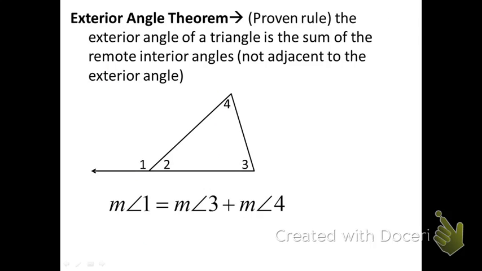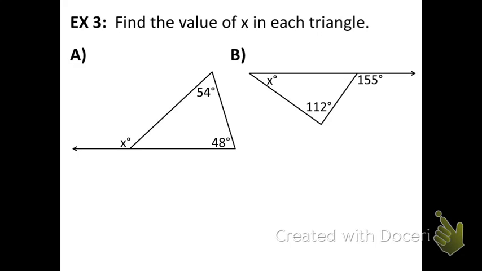The exterior angle theorem says that the exterior angle, the angle on the outside of a triangle, is equal to the sum of the remote interior angles. So not 2, but the sum of 4 and 3. If we add those two angles, it should equal 1. We're going to use that idea here. X, that's our exterior angle, is equal to the sum of the interior angles. So we get 102 for x.